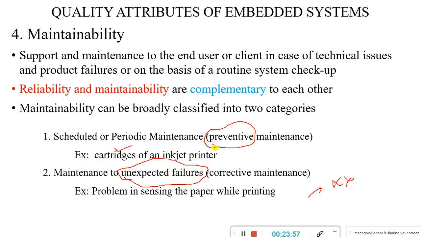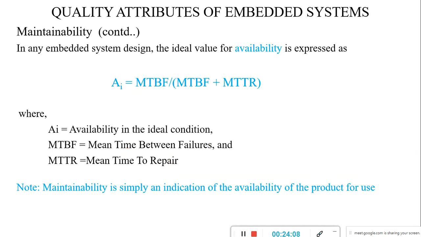Preventive maintenance is already known, so we can make sure that after 2 or 3 days I need to bring the cartridge. But here it is not so, right? This is the difference between maintainability and reliability.